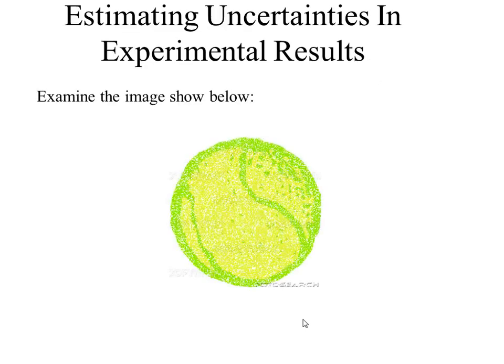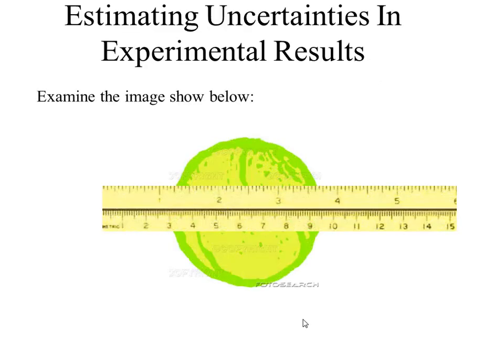Uncertainties. Let's talk about that. So there's a tennis ball. We're measuring it. What's the diameter of this in centimeters? Take a look. It's kind of tough for you guys to read out that.